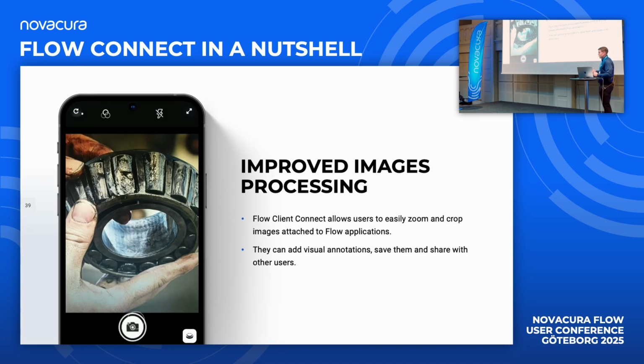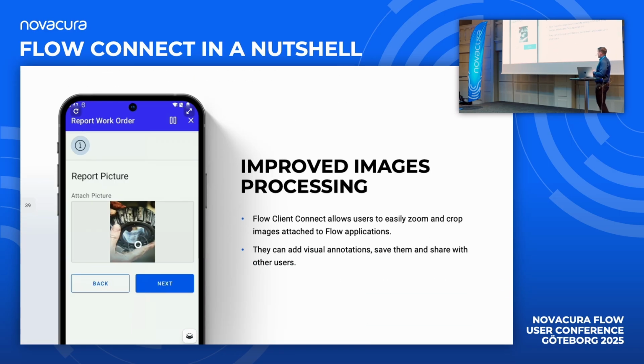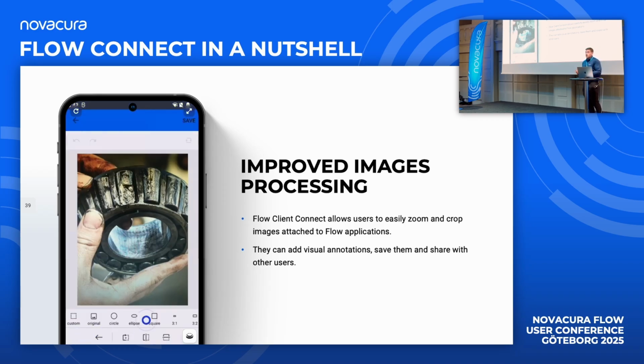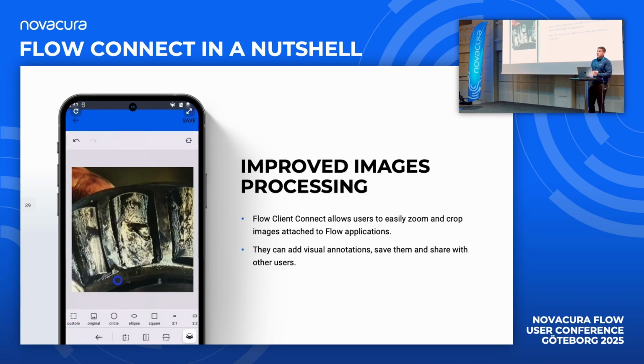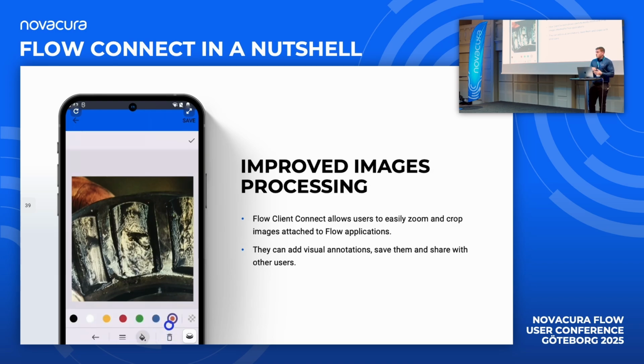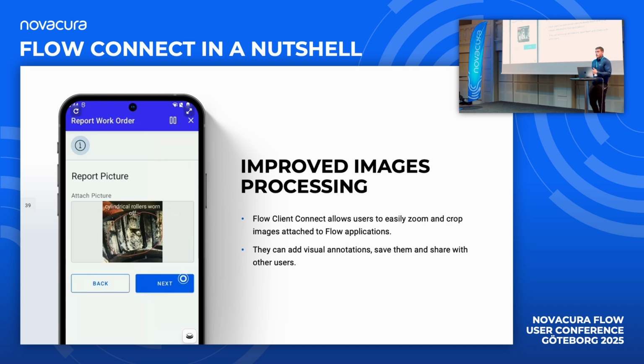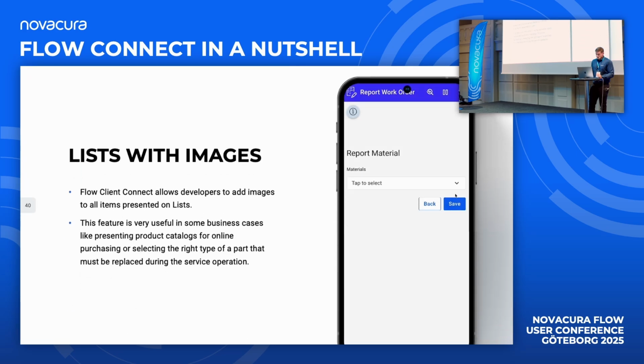We've also added image processing. So now what we do is we allow our users to mark up images directly inside the client in Flow Connect. This is really impressive for things like fault reporting, where you have a machine failure or some issue, and you want to be able to add text, or you want to be able to mark up an image to show exactly where you have a problem.